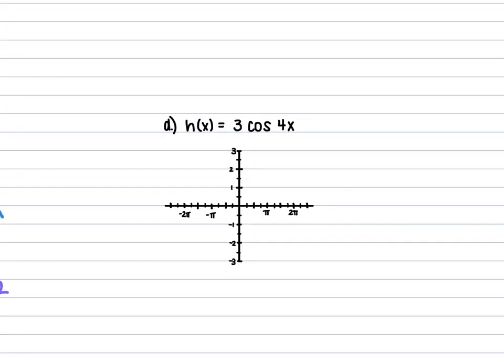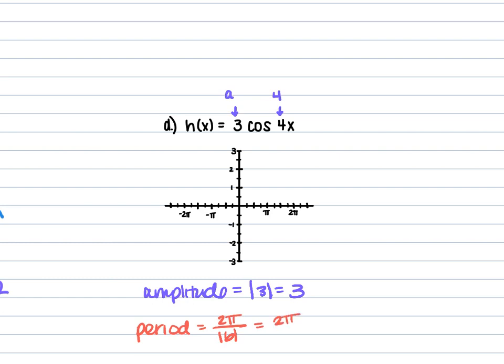For D, we're given h of x is equal to 3 cosine 4x. So our A is that 3, our B is that 4. Our amplitude is the absolute value of 3, which is just 3. And our period is 2 pi over the absolute value of B, which is 2 pi over 4. So this simplifies to be pi over 2. So our period is that pi over 2. Our amplitude is that 3.